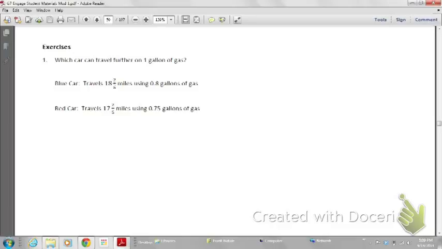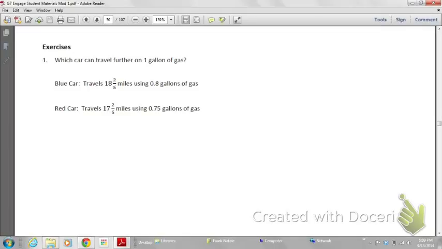So, which car can travel further on 1 gallon of gas? Here we go. We've got a blue car. Let's use a blue pen here. A blue car travels 18 2/5 miles using 8/10 of a gallon of gas. And you notice how tricky they are now using decimal notation. But again, remember, every decimal can be made into a fraction.